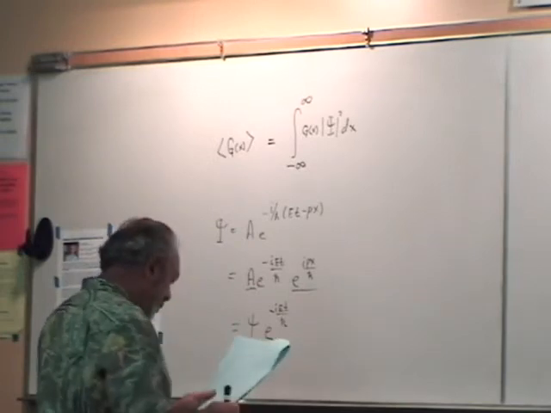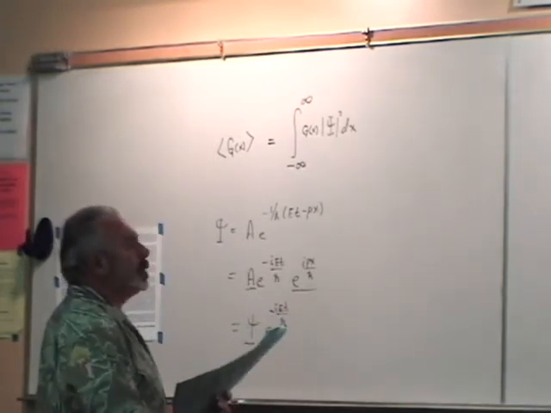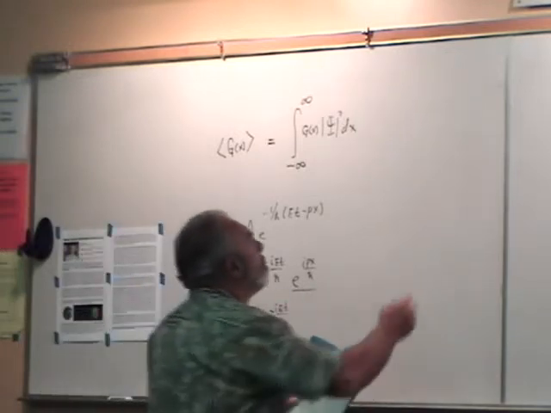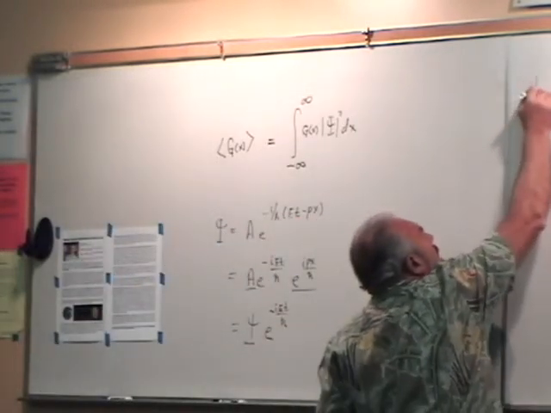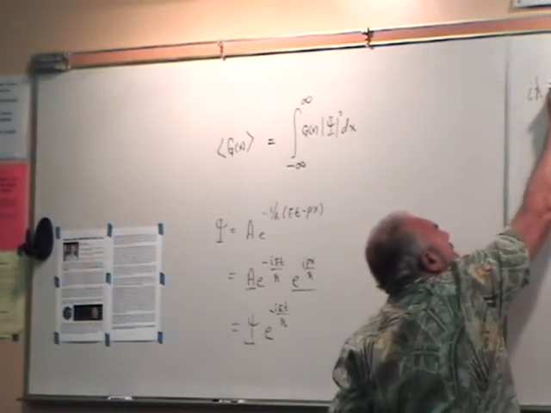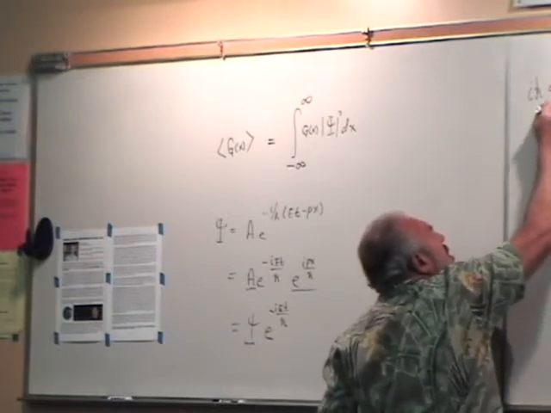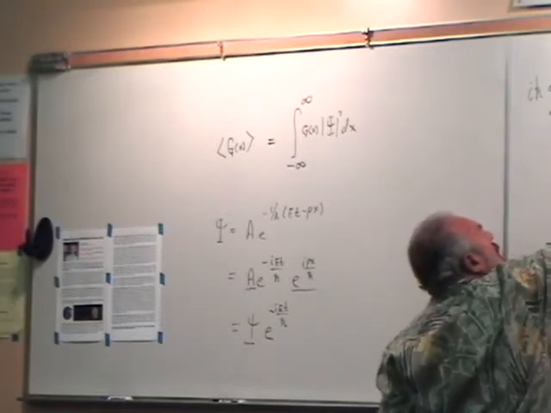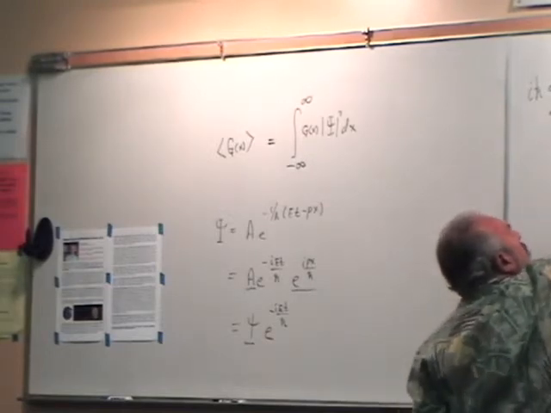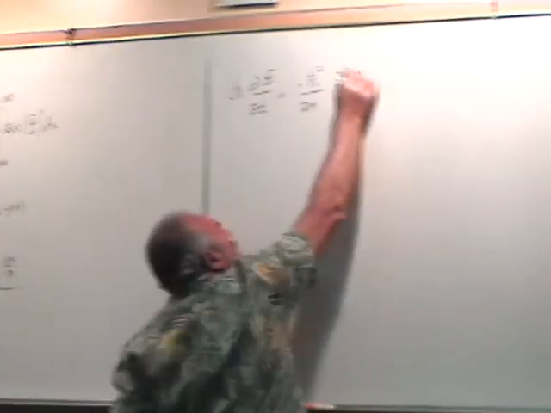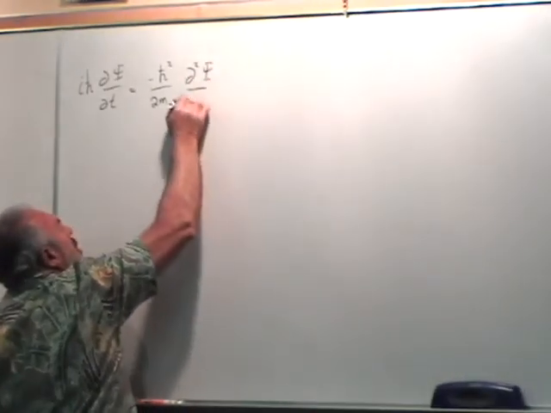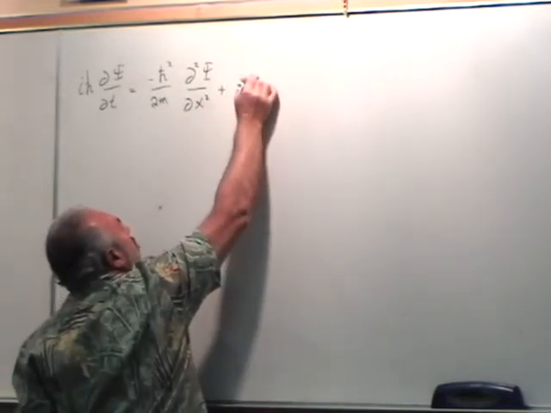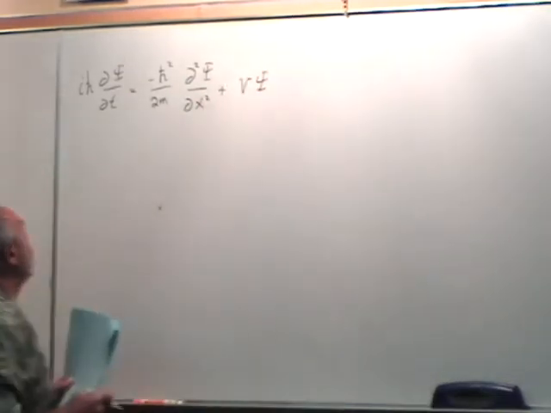So what am I doing? Let's stick it into Schrodinger's then. Oh, Schrodinger's gone. So we'll put Schrodinger's back in there. We're going to put it here. i h bar d psi dt equals minus h bar squared over twice m d squared psi dx squared plus V psi. We're going to stick this right in there.